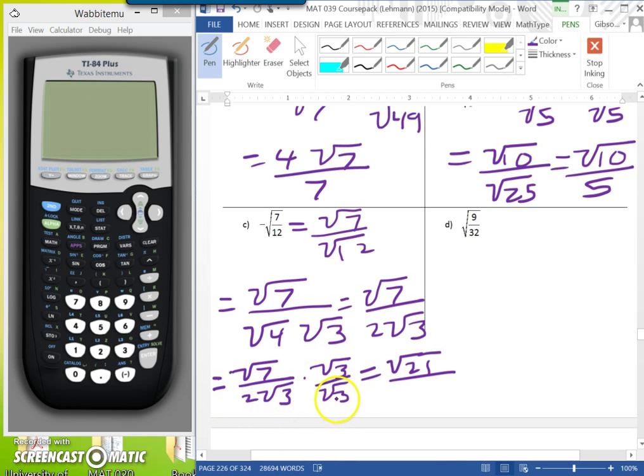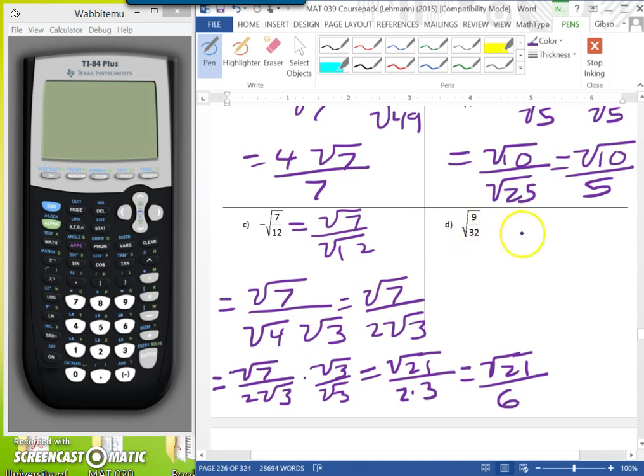Now, the square root of 3 and the square root of 3, remember how I told you that it would just be 3, right? But this will end up being 2 times 3. And what's 2 times 3? 6. So we have the square root of 21 over 6. That would be the final answer for C.